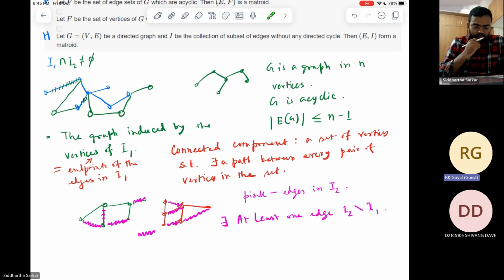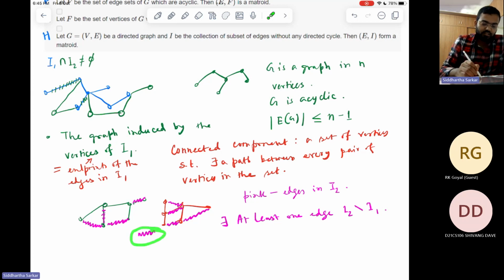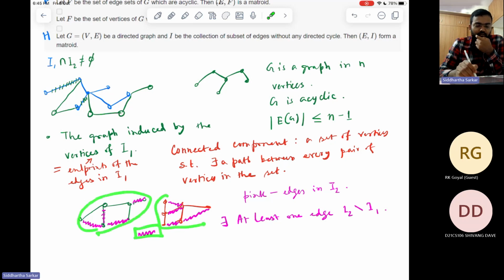Yes, right, right. So there must exist at least one edge in I2 which is not in I1. And this edge is outside of all these connected components. Because it is outside, both the endpoints are outside. So how can the addition of this edge to I1 lead to a cycle? If you added an edge between the same vertices in one component of I1, that would have led to a cycle.